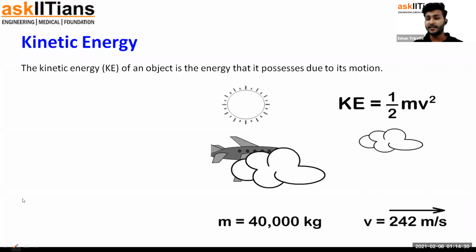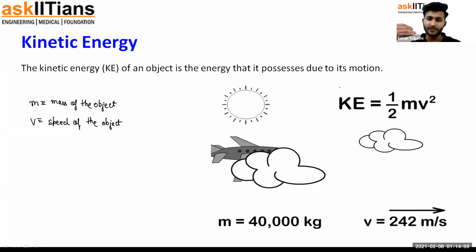So kinetic energy, as is written over here, is half mv square. Basically, kinetic energy is half mv square, where m is the mass of the object and v is the speed of the object. So kinetic energy is defined as half times the mass of the body multiplied by its velocity square.